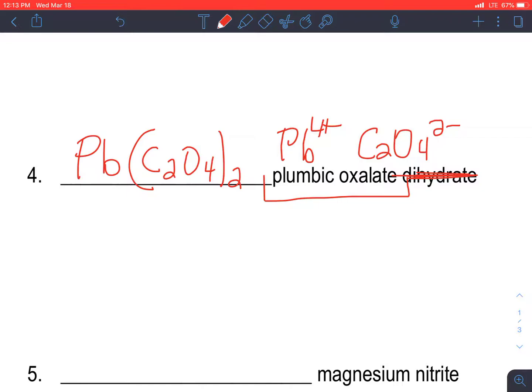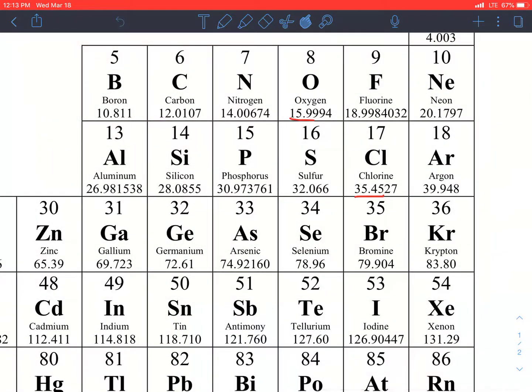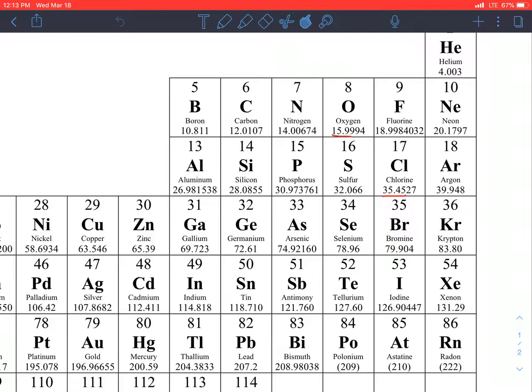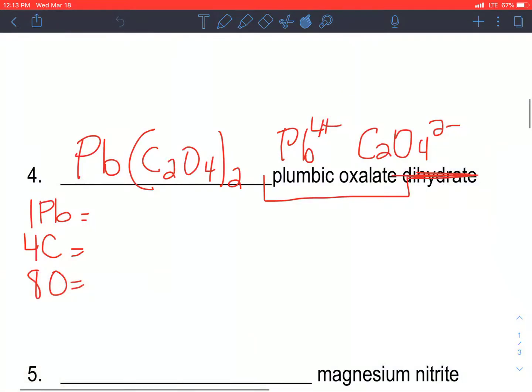Now once I write a compound for that properly, then I can go back and do the mass. So we've got 1 lead, a total of 4 carbon, and 8 oxygens. We go over to the periodic table again and find the masses of those. So lead is 207, oxygen was 16, carbon is 12. It'll take you some time to get used to finding those masses pretty quickly.